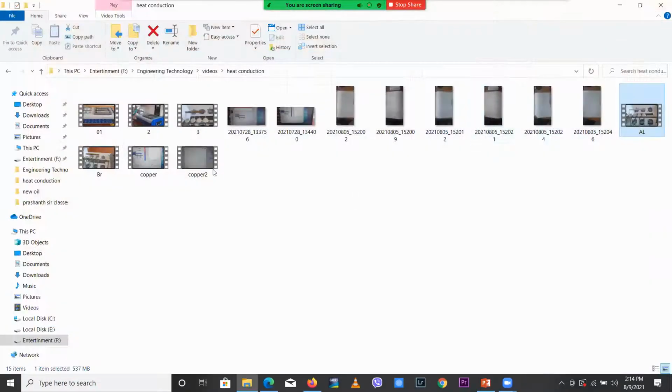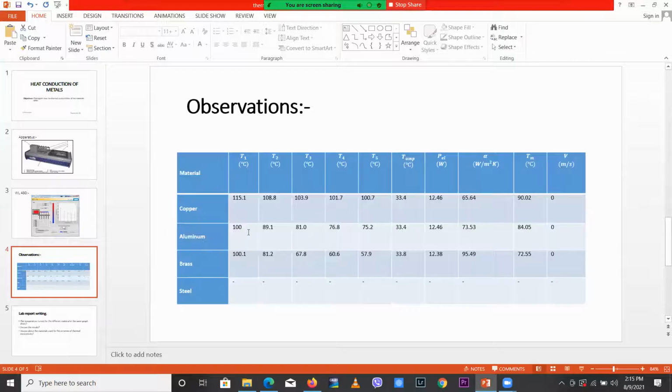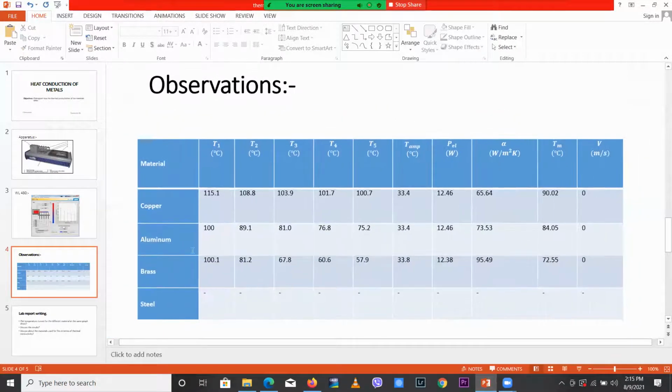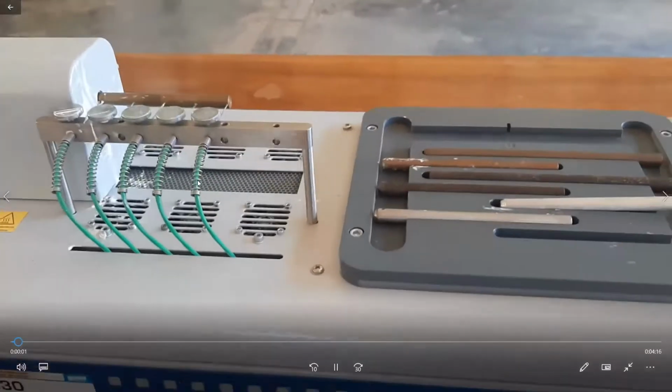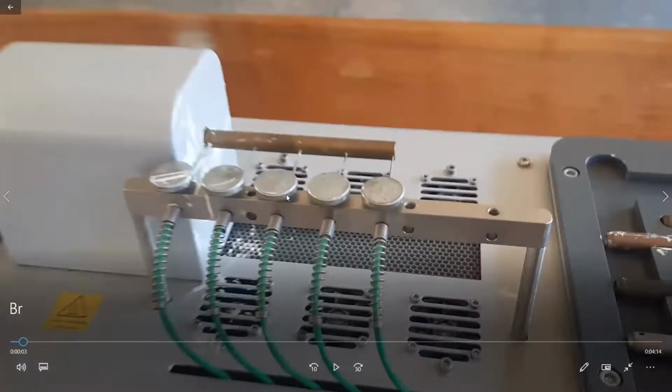Next I will look into the data for brass. If you want, you can see this is the data. Aluminium 73 thermal resistance. Okay, the last specimen is brass. Now, lastly, we are going to do just the brass metal.